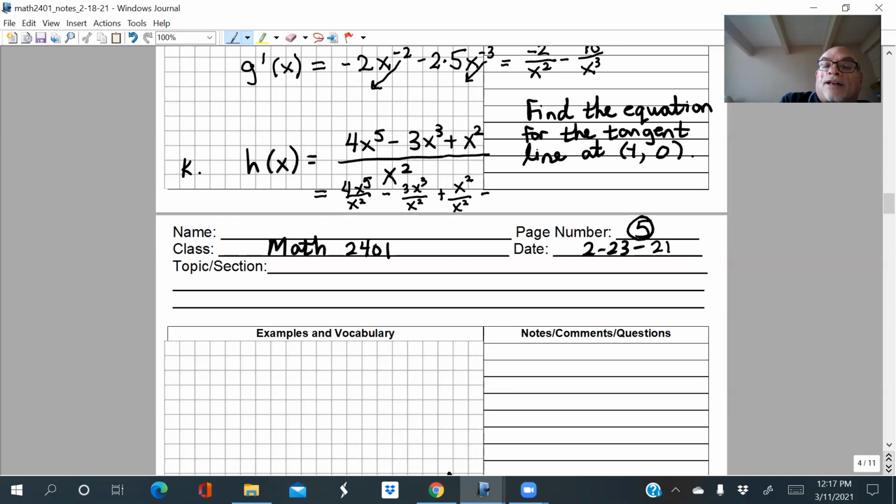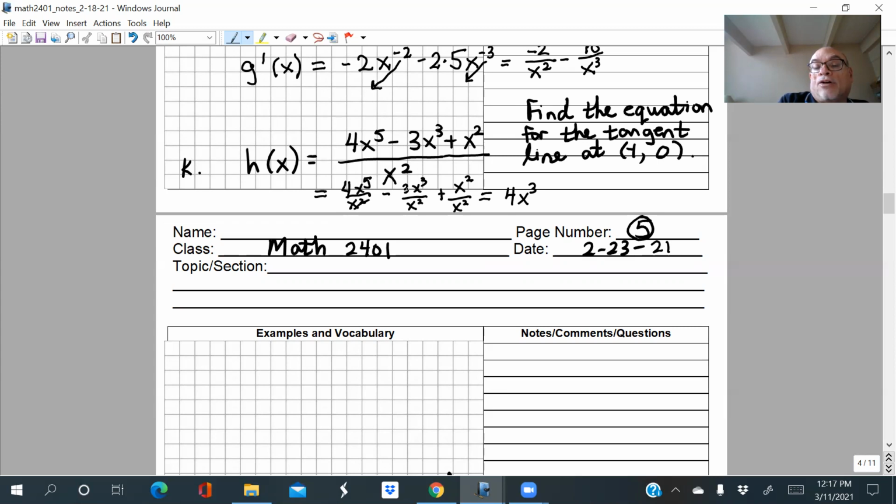Now, sometimes that's helpful, sometimes it's not. But in this case, the reason that turned out to be helpful is notice I can reduce each one of these smaller fractions now. 4x to the 5th over x squared reduces to 4x cubed because you can cancel some of the x's. You can reduce x to the 5th over x squared. That simplifies to x cubed. So you can divide out the x squared.